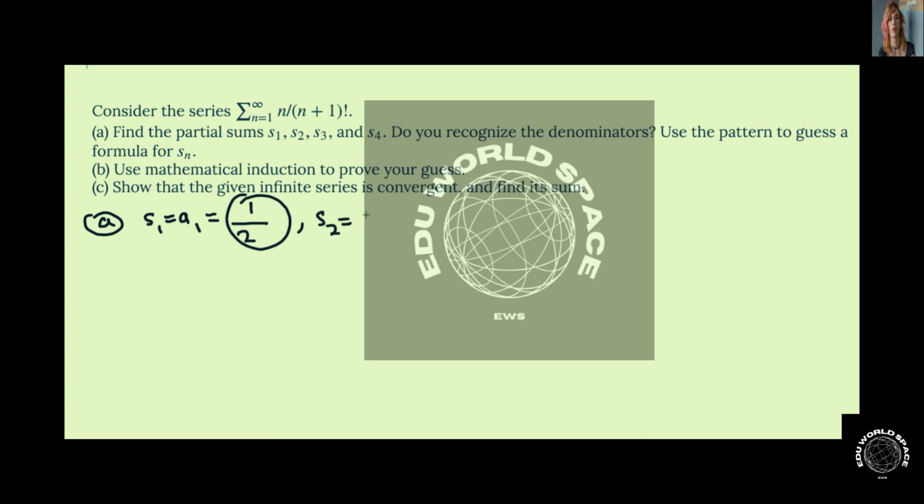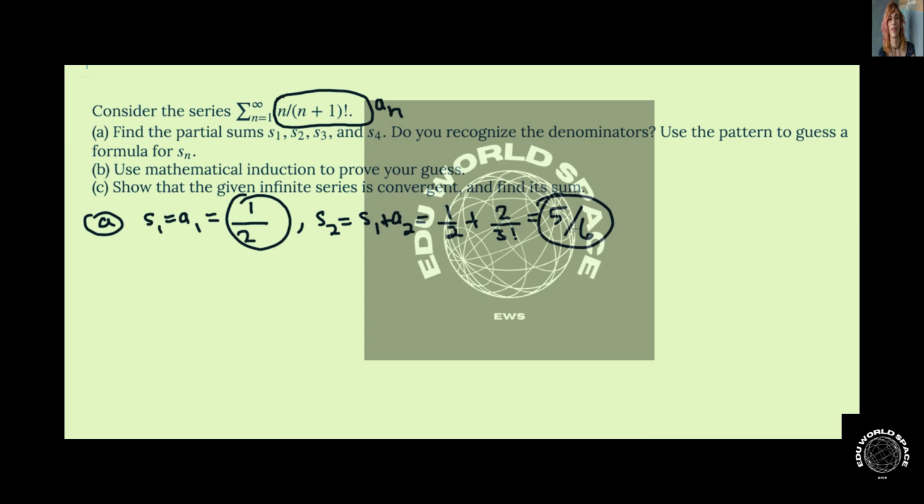S2, well, that's just S1 plus A2. So here we have 1/2, and then we do A2. So plug in n equals 2 for n. This is an, recall. So we have 2 over 3 factorial, and then go ahead and simplify this to get 5 over 6.